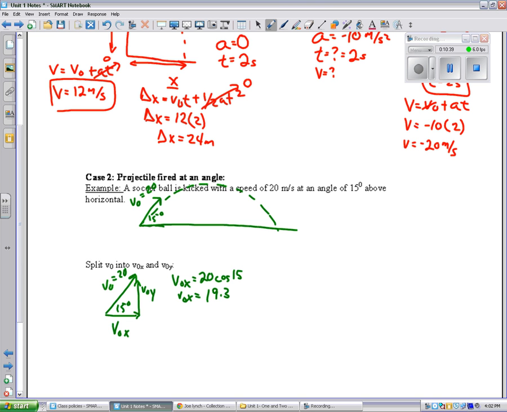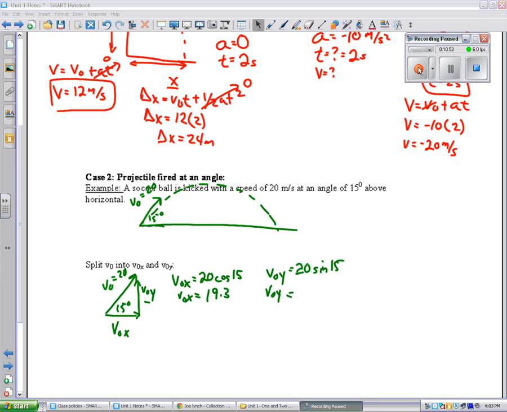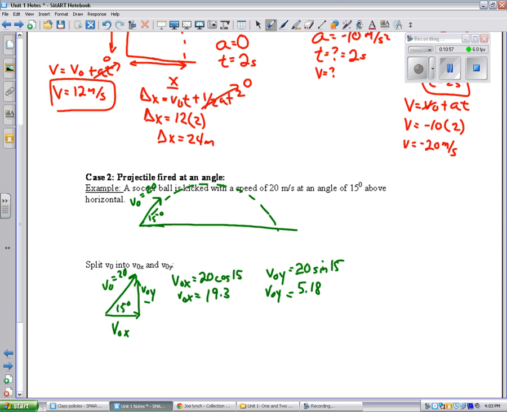And our V0y, y is the opposite side, so I'm going to use sine for that, so it's 20 sine 15. And with that, I get a value of V0y of 5.18. Now when I make my x and my y chart, for V0 for x, I'm going to write 19.3. And for V0 for y, I'm going to write 5.18.